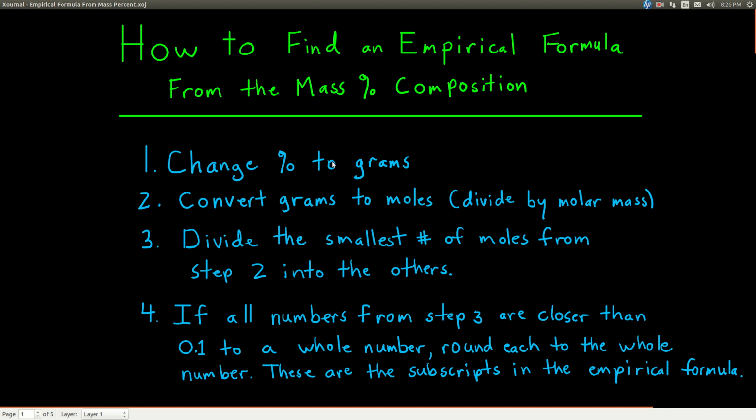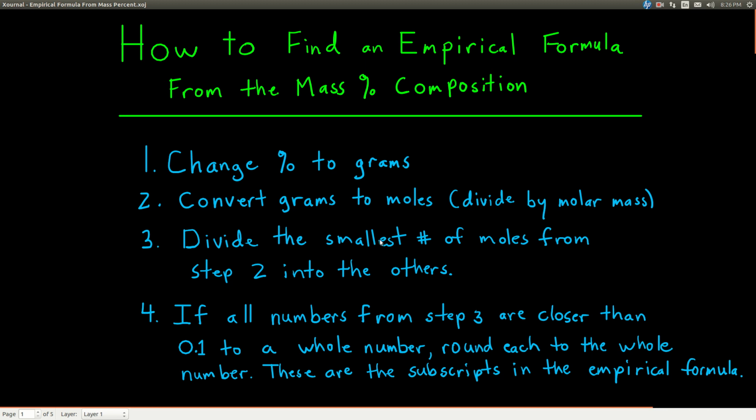First, you're going to be given the percent of each element in the compound. Just change those percents to grams. So you're going to have how many grams of each element you have in the compound, for a total of 100 grams of the compound. Next, convert those grams to moles, and to do this you just divide by the molar mass of that element.